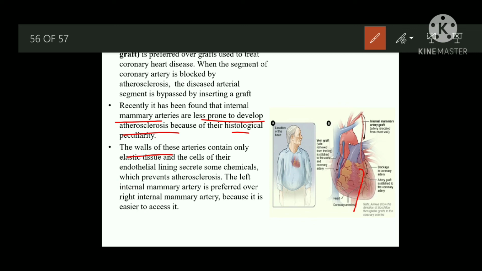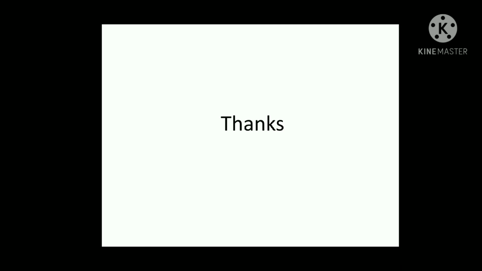The wall of these arteries contains mostly elastic tissue, and cells of their endothelial lining secrete chemicals which prevent atherosclerosis. So the left internal mammary artery is used for coronary artery disease for bypassing as a graft, and left internal thoracic artery is preferred because it is easier to access it. So this is about the thoracic wall.